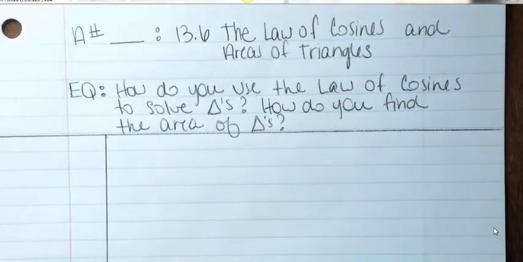Today we're going to talk about 13.6, the law of cosines and areas of triangles. So our essential question is, how do you use the law of cosines to solve triangles? And our other essential question is, how do you find the area of triangles?